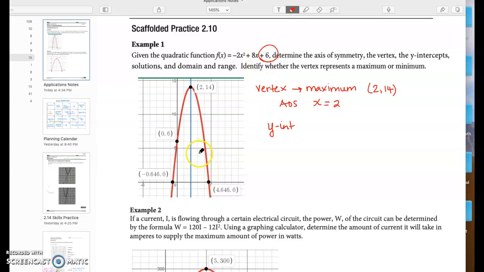And if we come down here and look at the graph, we see that we have a y-intercept at (0, 6). Solutions are the same thing as x-intercepts. So x-intercepts, roots, solutions, zeros all mean or ask us to find the same physical characteristic on the graph, so where we're crossing the x-axis. So this graph has two solutions. One is at about negative 0.60, and the other is at about 4.60.